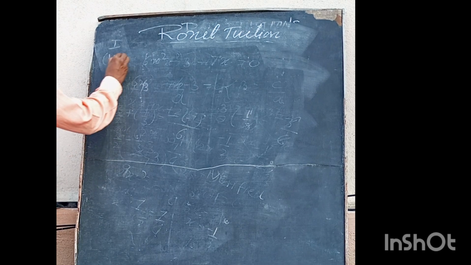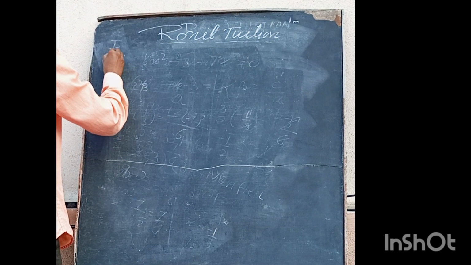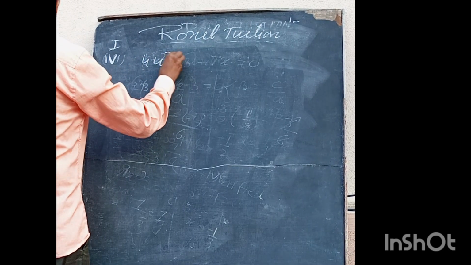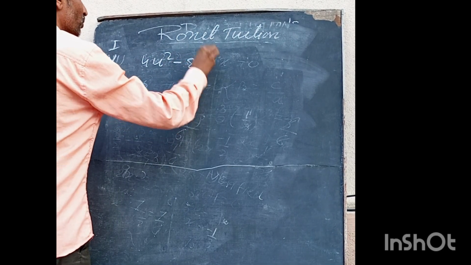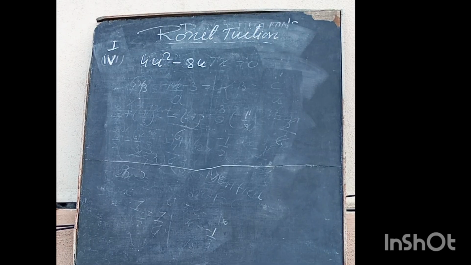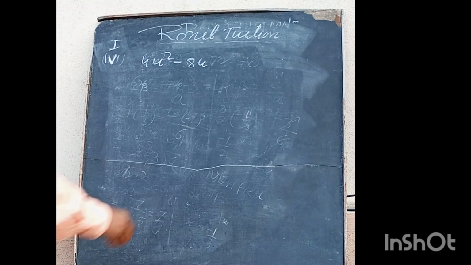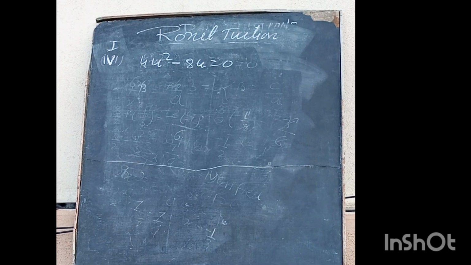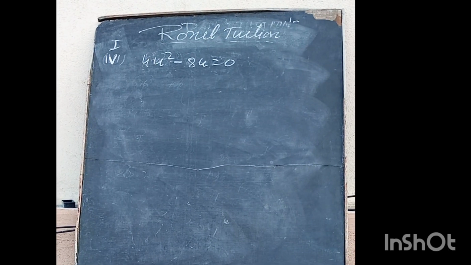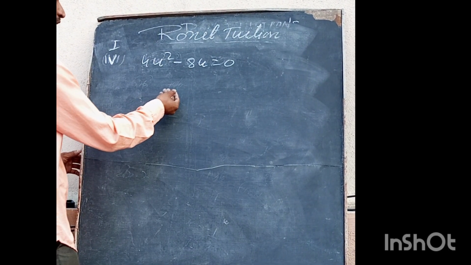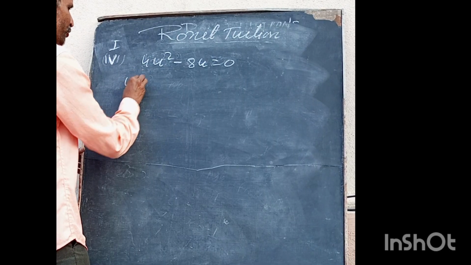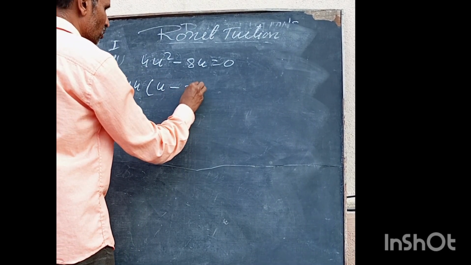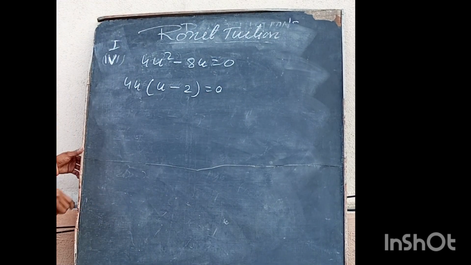The fourth one is given: 4u square minus 8u. It is a quadratic polynomial. If we write it equal to 0, then we get a quadratic equation. Now we can take the common factor. 4u is the common factor, so what remains here is u minus 2, equal to 0.